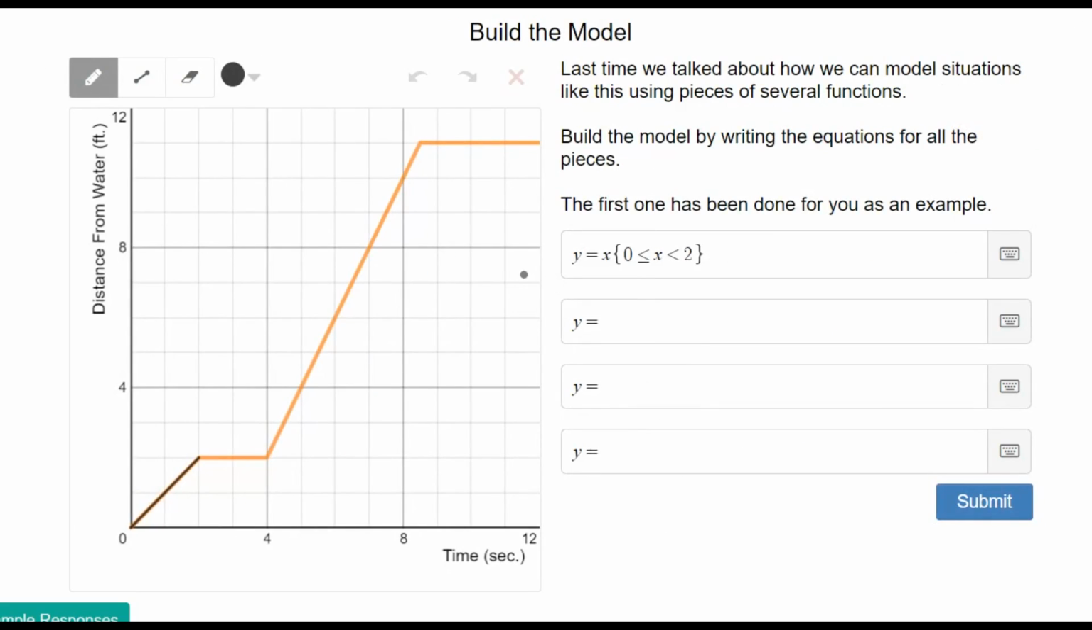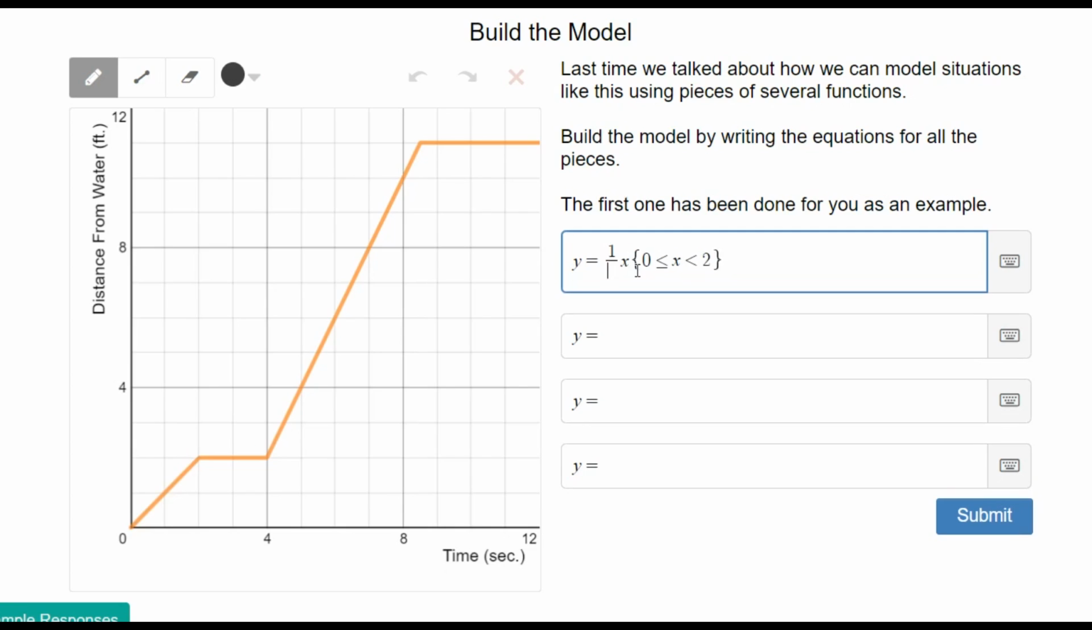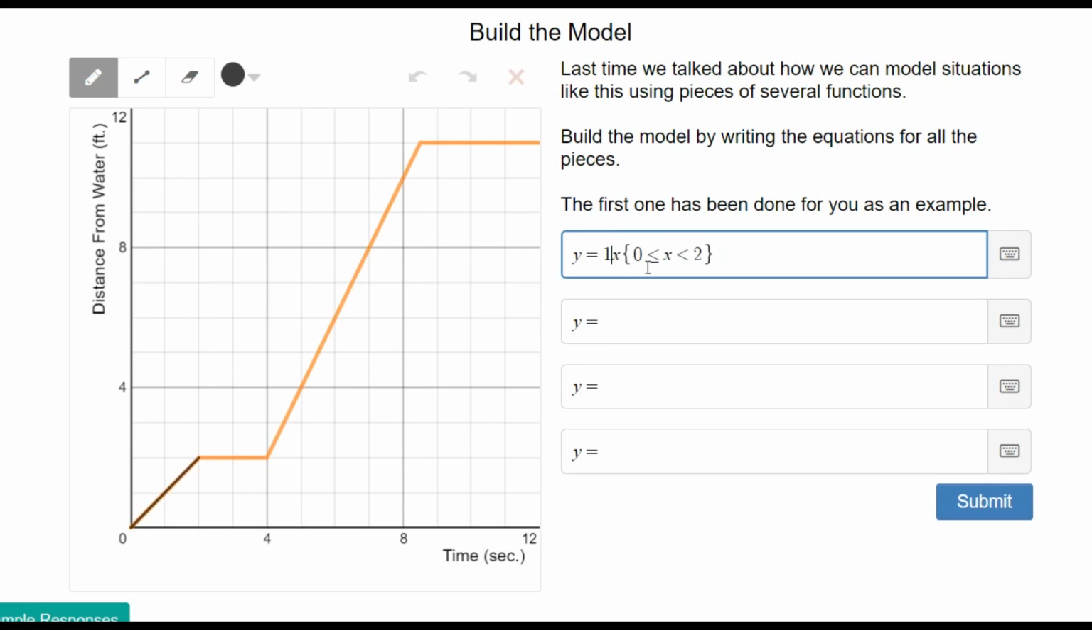Now, this question, we want to build some equations that will model this graph for us. And the first one's been done for us. You have y equals x, because this graph is just going up 1 and over 1, so the slope is 1 over 1. And you could even change that to 1 over 1 and see that it's still the same graph, right? The reason why I didn't have it there to begin with is because when you do 1 over 1, that just equals 1, and 1 times x is just x, so they just wrote it as x.